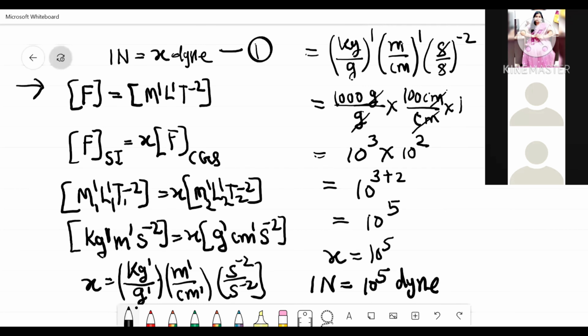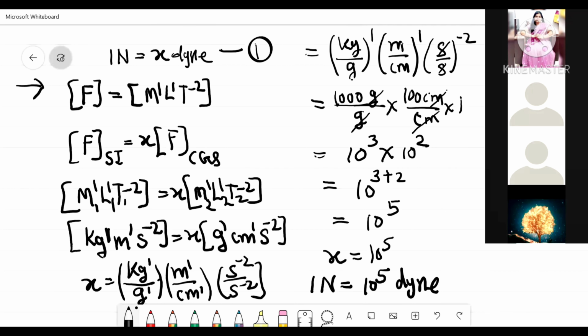L2 means unit of length in the CGS system. Say it with me: CGS. L2 means unit of length in the CGS system. Next is the unit of time, which remains the same, no problem. Okay. Next, write M1 in kilogram, M2 in gram, L1 in meter and L2 in centimeter.